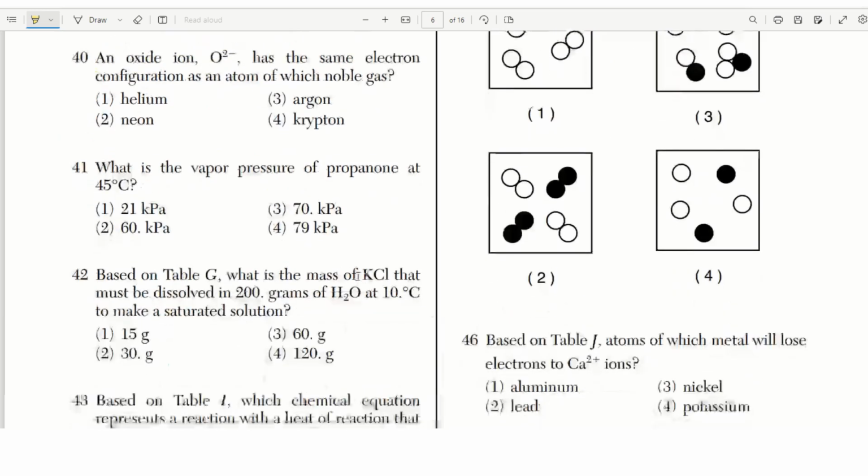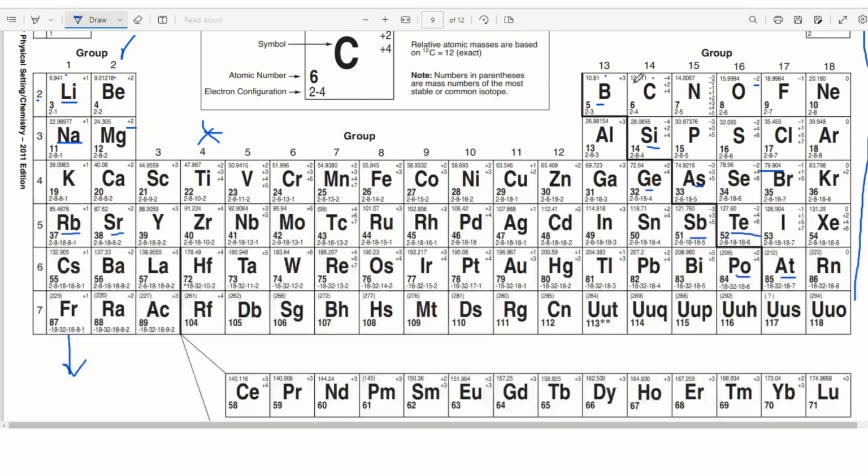An oxide ion has the same electron configuration as an atom of which noble gas? All right, so let's find oxygen right here. And if it has a -2 oxidation state or charge, that means it gained 2 electrons. So it had 8 as an atom, but it gained 2, so now it has 10. What else has 10? Oh, look, neon.